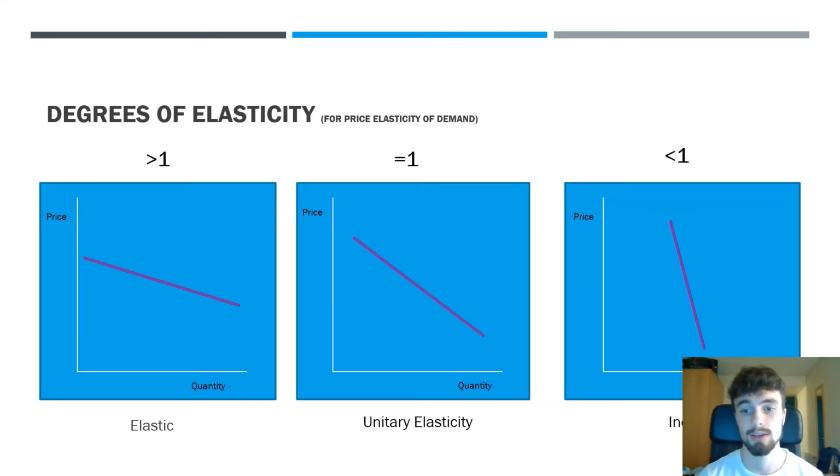And then we have inelastic goods, where a percentage change in the price of the good will result in a less than percentage change in the quantity demanded for that good. So if there's a 50% increase in the price of the good, there might only be a 5% decrease in the quantity demanded for that good. An example of such a good would be cigarettes or any addictive goods.